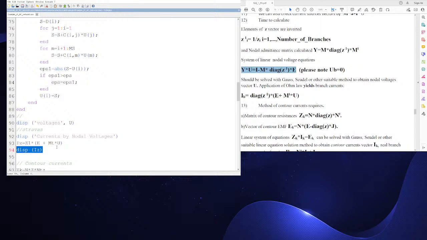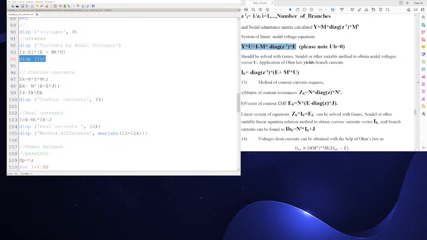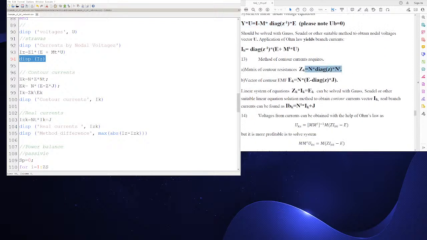But, okay, let's take a bit more job. So here is a contour current, the technique of contour current. For the contour current, I need a matrix of contour resistance. I need a vector of contour EMFs. And I will have to solve this linear equation system with the complex coefficients written for the contour current.